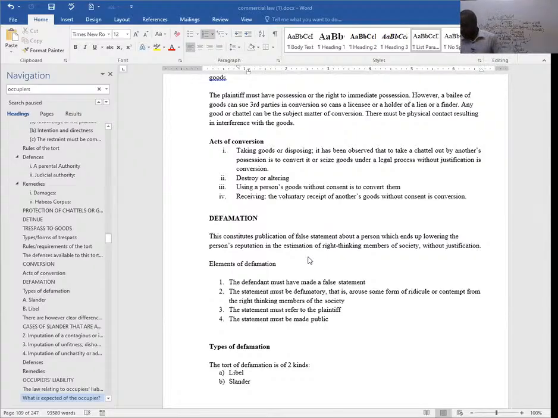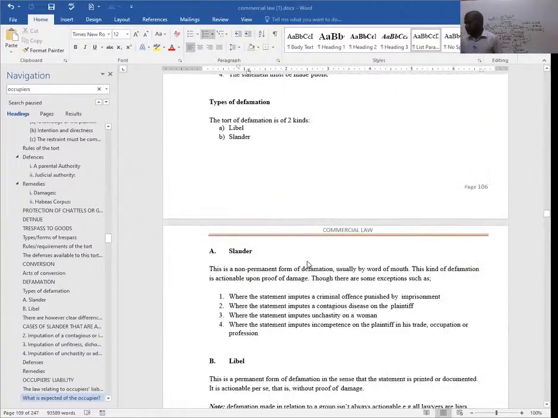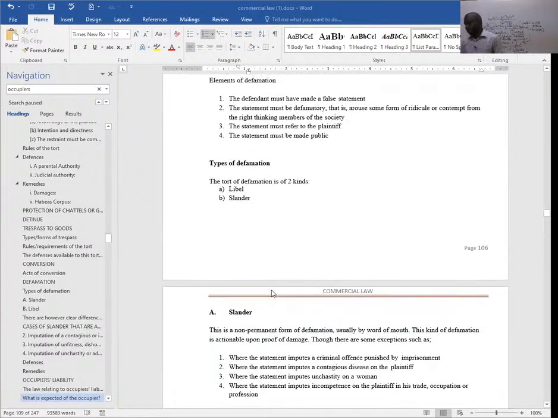So what is libel? As I've explained, they have started with slander, so maybe we can start with slander. This is a non-permanent form of defamation, usually by word of mouth. This kind of defamation is actionable upon proof of damage, though there are some exceptions. If the defamation is not in permanent form, just by word of mouth, there must be a form of proof. So you must produce evidence, maybe a video recording, or something to clearly indicate that someone made that particular statement, because it was just by word of mouth.